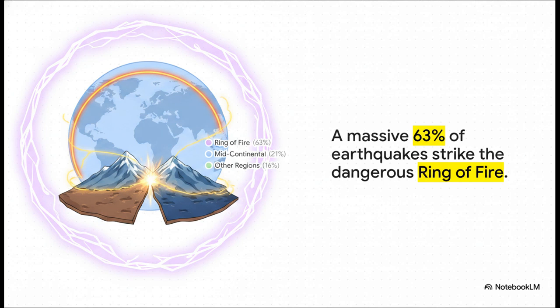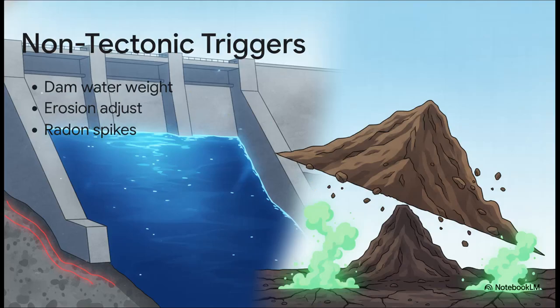Meanwhile, another 21% strike the mid-continental belt. And this is highly relevant for us, because the Indian Plate constantly shoving northward into the Eurasian Plate keeps the rising Himalayas, and honestly all of North India, in a permanent high-risk earthquake zone. But it's not always just natural plate collisions causing all this. Human actions play a part too.